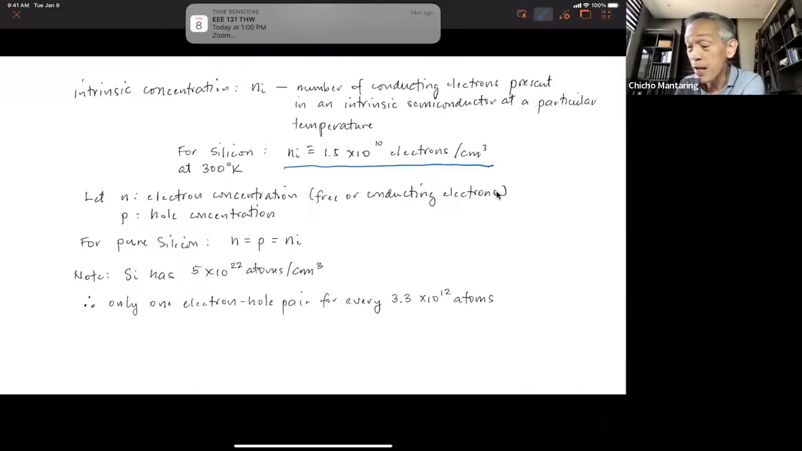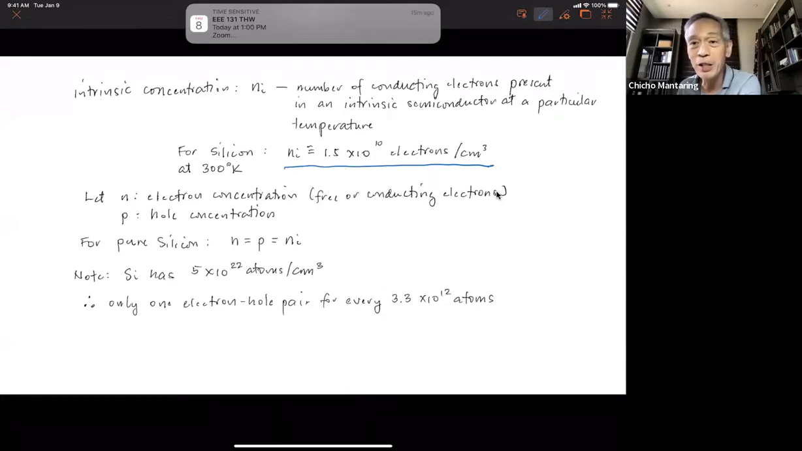So N will be equal to P, and that will be equal to Ni, your intrinsic concentration. Note that silicon has 5 times 10 to the 22 atoms per centimeter cubed. That means that there is only one electron-hole pair generated at room temperature for every 3.3 times 10 to the 12 atoms. That's how few, ganyang kaliit yung mga electrons na napopromote to the conduction band at room temperature. 1 for every 3.3 times 10 to the 12 atoms.